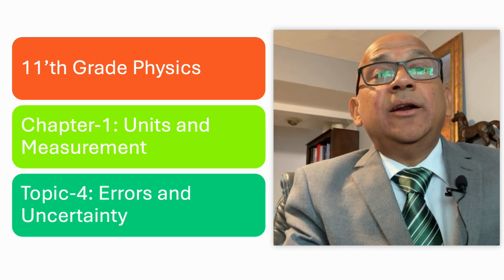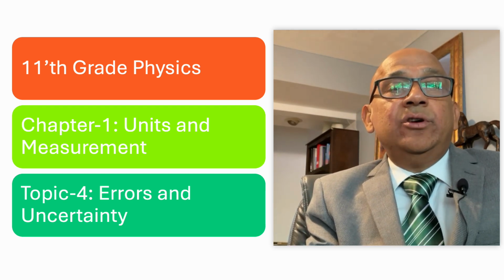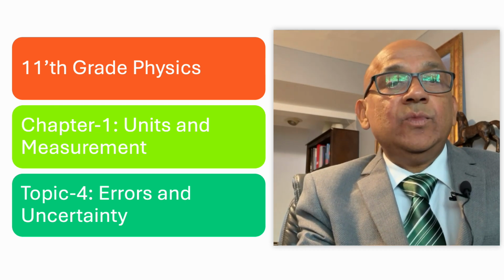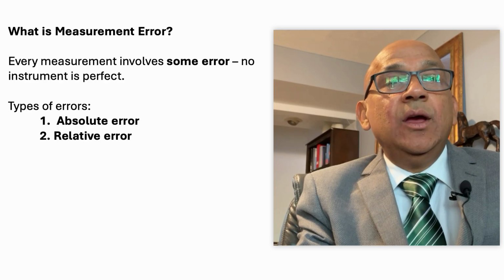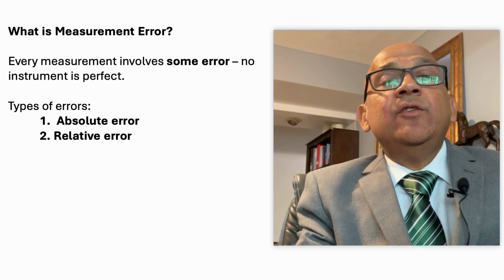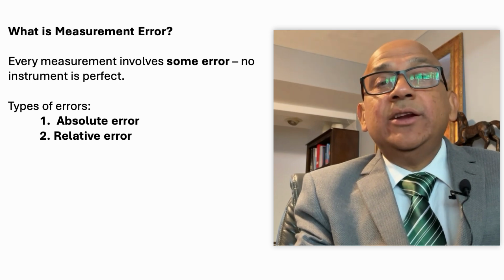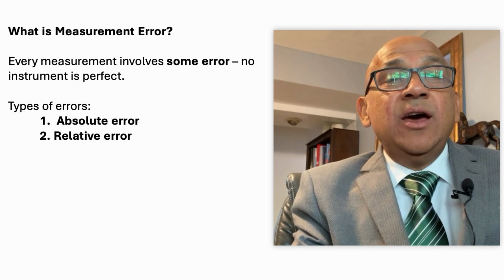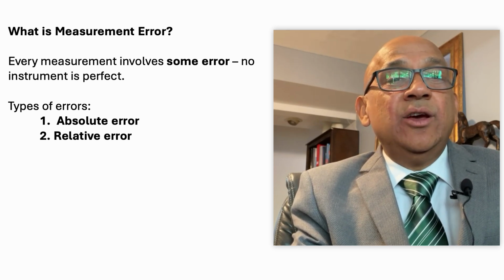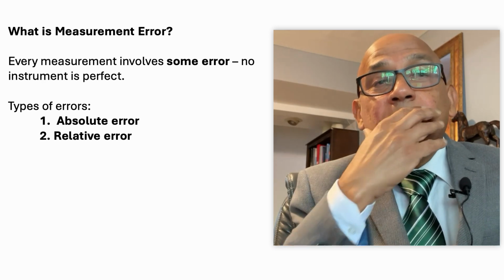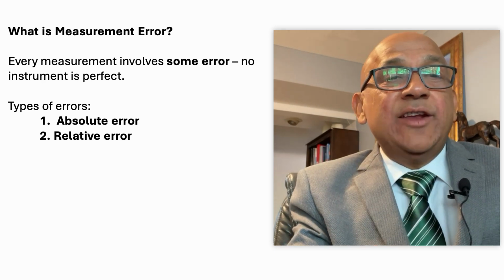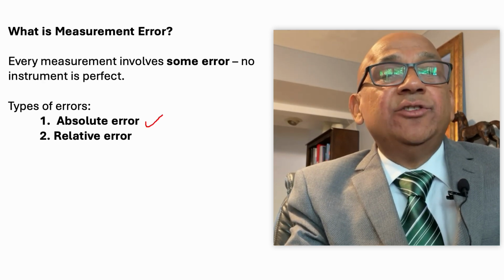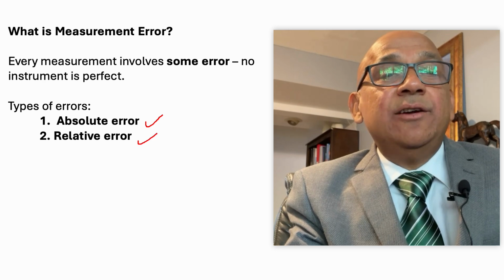Now we will move to topic 4, which is on errors and uncertainty. Every measurement involves some error. No instrument is perfect. No matter how accurate an instrument you get, there will always be some error in the result which you get. So errors can be classified into two types. The first one is absolute error, and the second thing which is related to the absolute error is relative error.